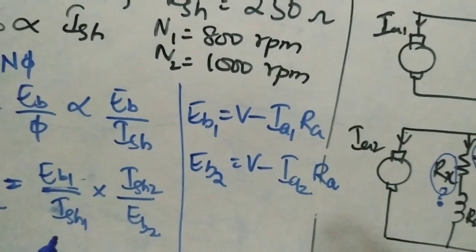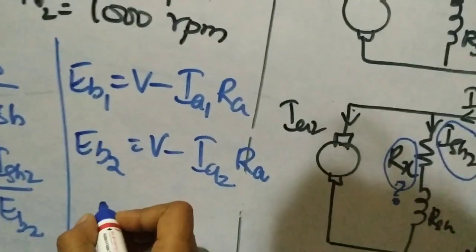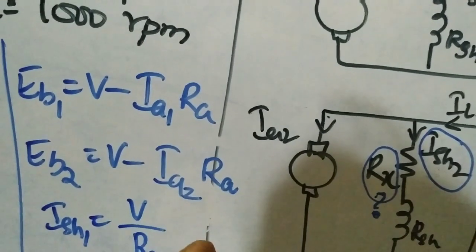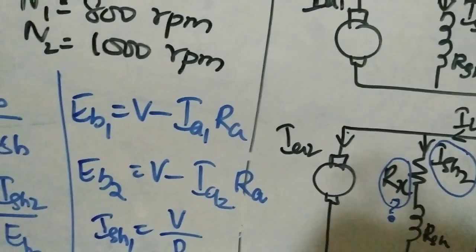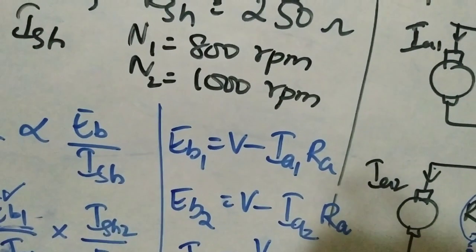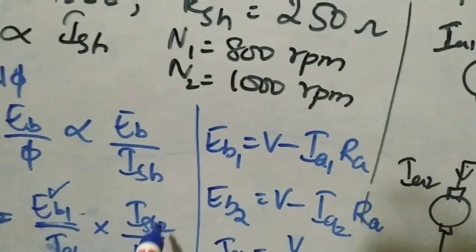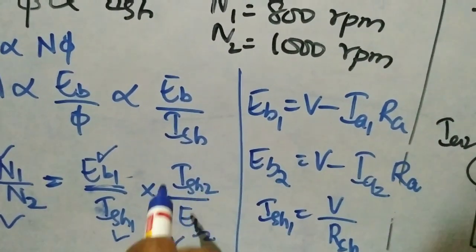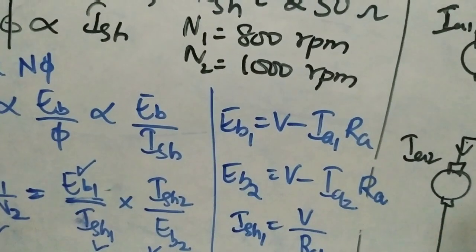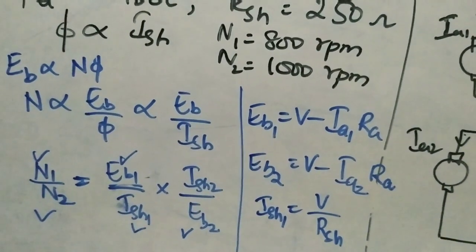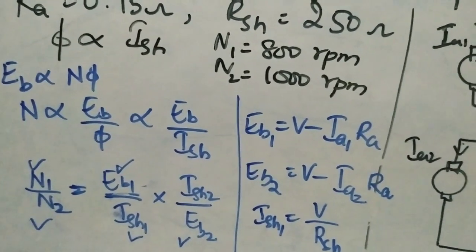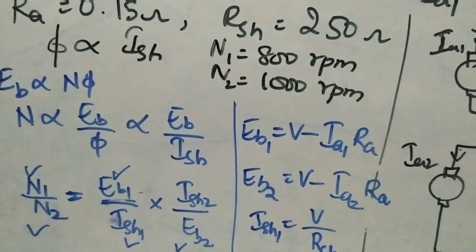Next, coming to I shunt 1, you can find it by Ohm's law: voltage divided by R shunt. That value you can easily find. After solving EB1, EB2 and I shunt 1, we have to find I shunt 2. Once you find I shunt 2, we can easily find Rx. I hope you have followed up to here. For I shunt 2, I get the answer as 0.721 amperes.